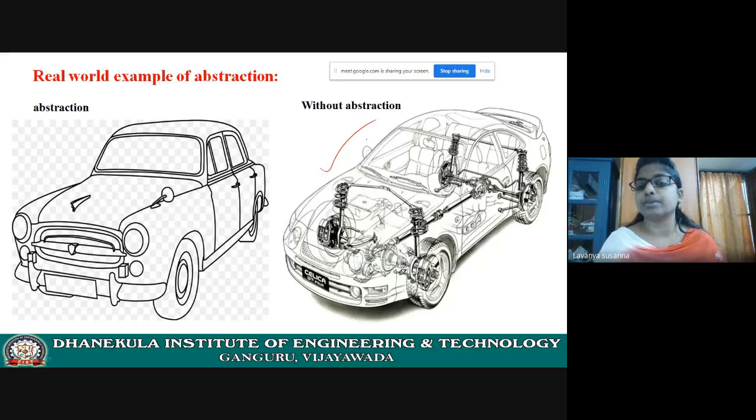It is not simple. In the same way, if you apply the concept of abstraction to complex systems like software, it will be very simple and it will not be very complex, right? In the same way as the car.